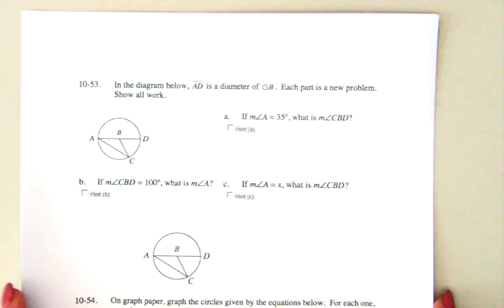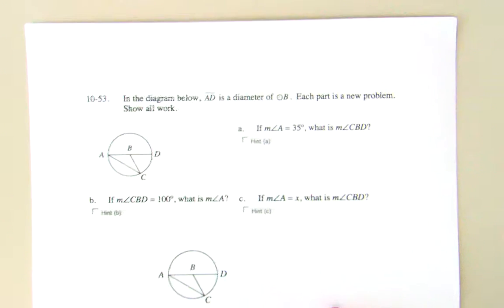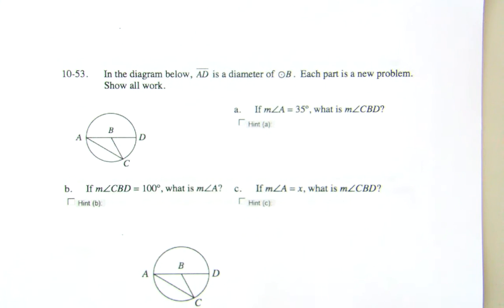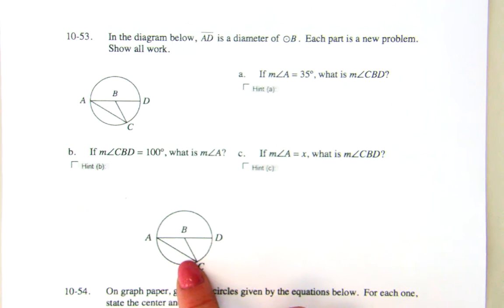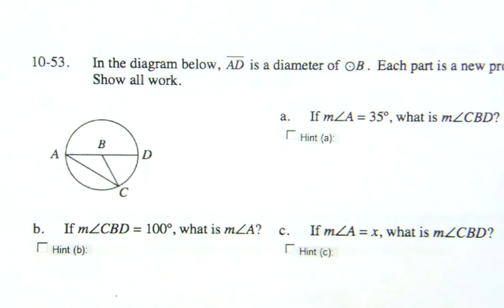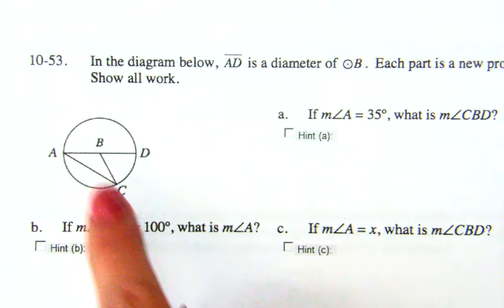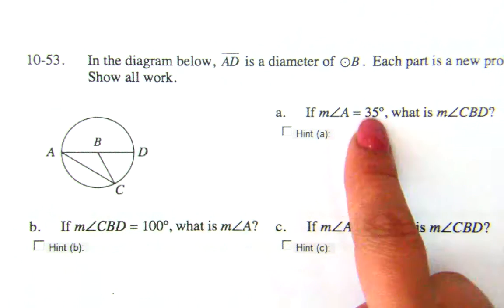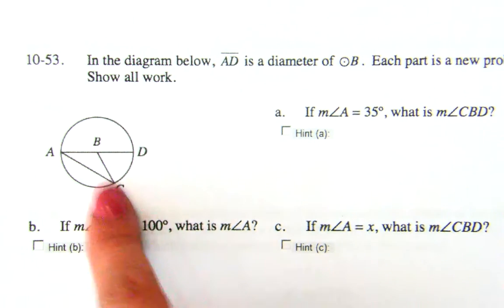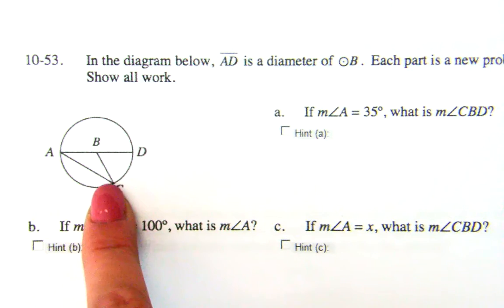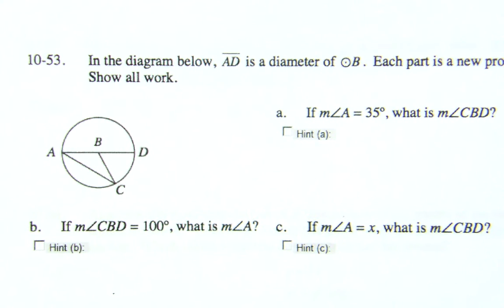On 53, it says in the diagram below, segment AD is the diameter of circle B. Each part is a new problem. So because each part is a new problem, I did a new circle in addition to the one that comes in the book. If you did not draw the circle, please pause the video and draw 4 that look exactly like this one, because A, B, C all have the same setup, but I'm going to do different markings for each one.